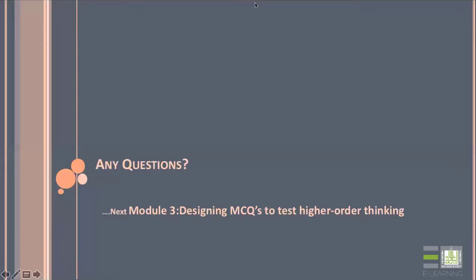Okay, I think there's a similar question that I answered before. How much time should be provided to students to answer each question? Again, the amount of time depends on the level of difficulty of the question. If it's a higher order thinking question, then you would need to assign more time compared to a lower order thinking question. And I'll touch on that in the next slide.